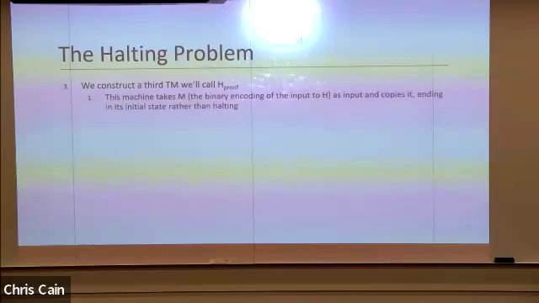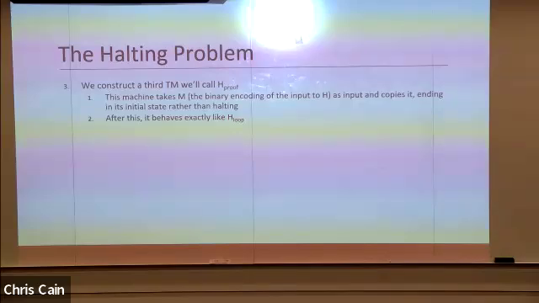So this machine, H sub proof, takes what we're going to call M, that is the binary encoding of the input of the Turing machine to H. We're going to feed in the machine that solves the halting problem. After this, it's going to behave exactly like H sub loop. So it's taking it as its input, it's copying it, it ends in its initial state rather than halting. So the entire purpose of H sub proof is to copy the binary of H onto the tape, ending in its own initial state.